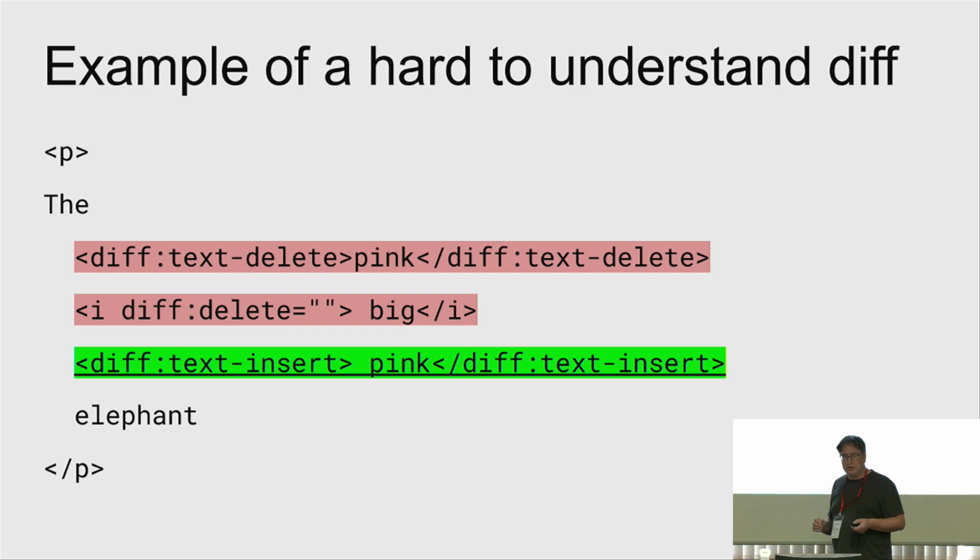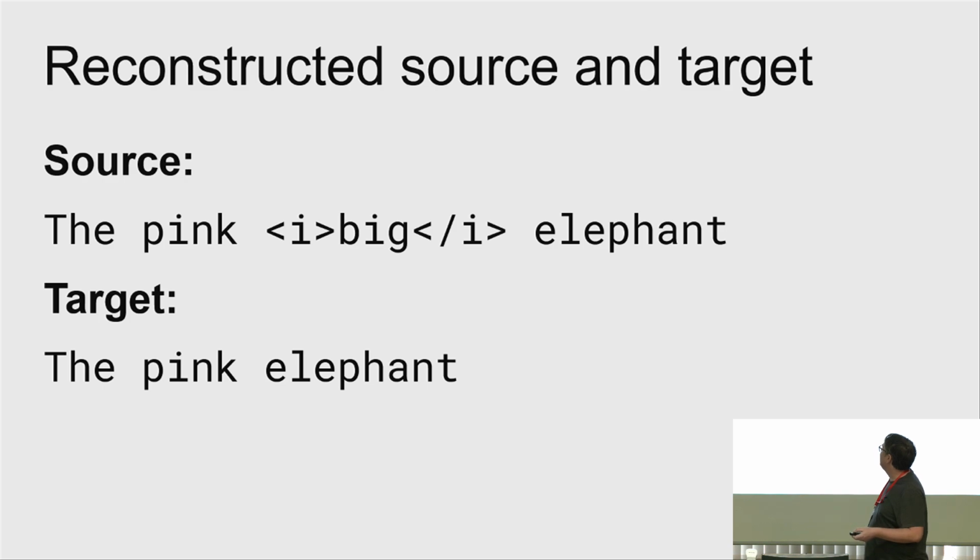So here's an example. This is a difficult to understand diff. Some text gets deleted, an I element gets deleted, and then there's another text insert. But what basically happens, if you reconstruct the source and the target, which you can do from the diff document, you have "the pink big elephant" and "the pink elephant." That's basically all that happens. So really, you would like to see the I element deleted, but because of various issues with text updates and processing things, this wouldn't always happen.